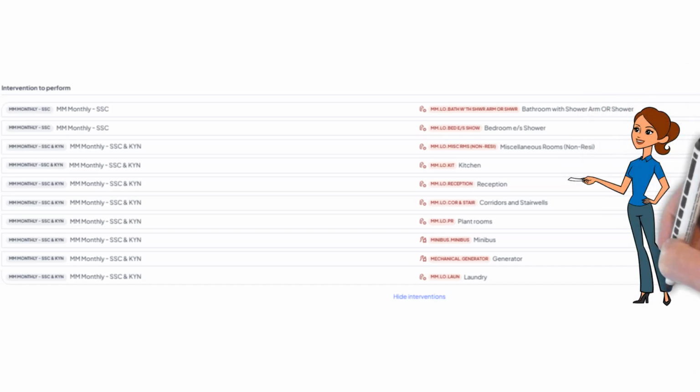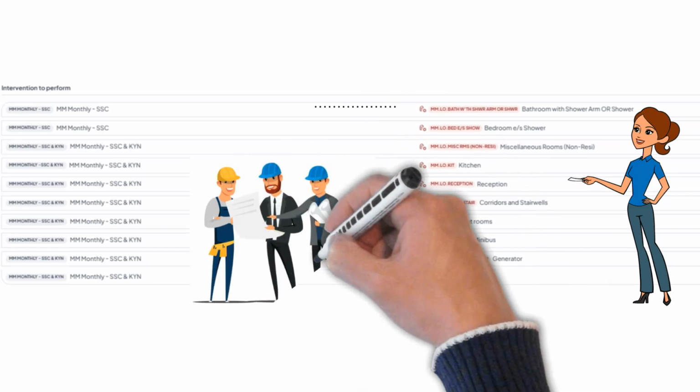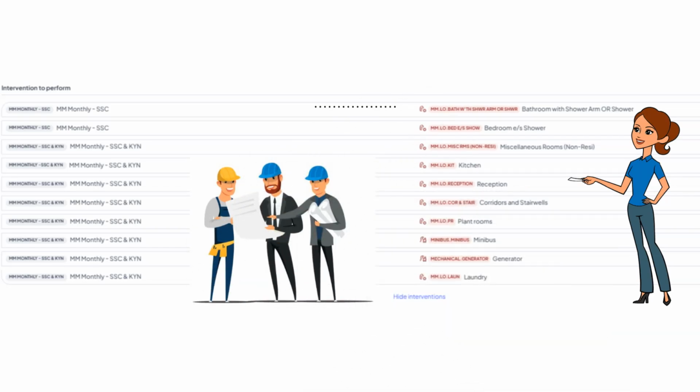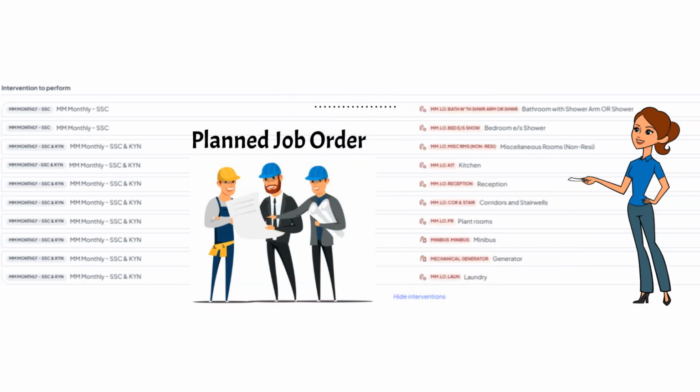The example shown shows a monthly PPM. However, there could be several tests being conducted under one PPM. Please ensure that your engineers check this section for all services they are to perform under this planned job order.